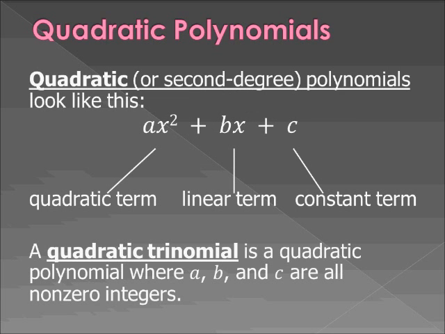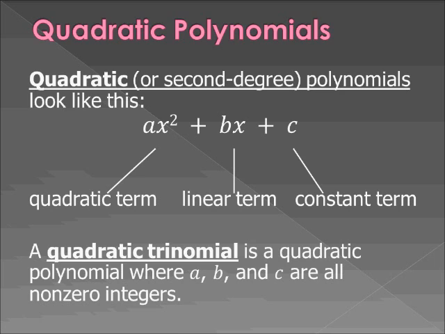So, quadratic polynomials. A quadratic, or second degree, polynomial looks like this: you have an ax squared term plus bx plus c. The ax squared term is called the quadratic term because it's got the square in it. Bx is the linear term because the x is only first degree, so it's like a line. C is the constant, it's just a number.